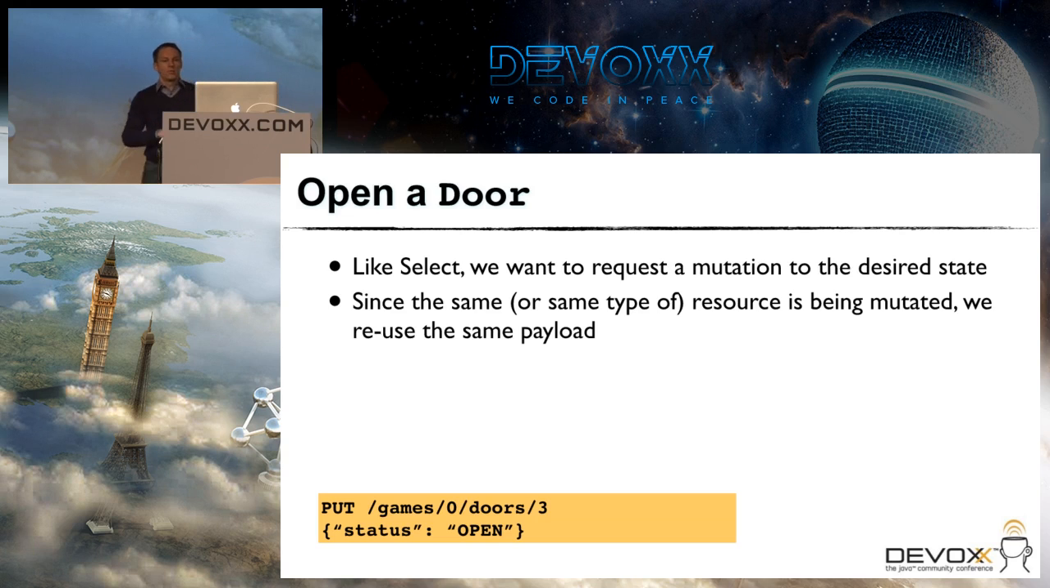Like select, we want to request a mutation once again for opening a door. And we don't need a second API for this, which is another place people go kind of wrong, is that they have just a huge explosion of APIs for every possible thing they might want to do. So in our case, we just need to mutate the status again, right? In the same way we were able to take a door from closed to selected, we can also take a door from closed to opened at the end.